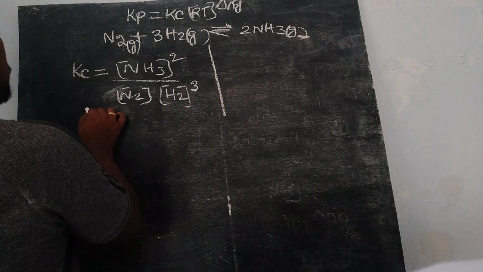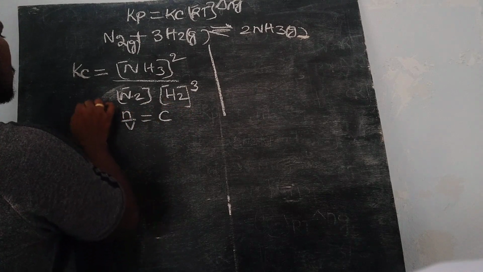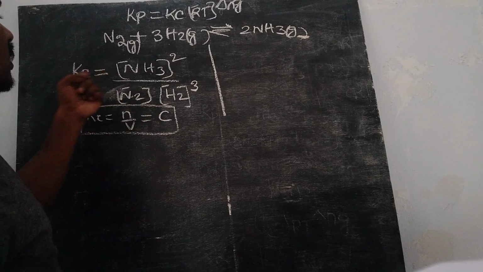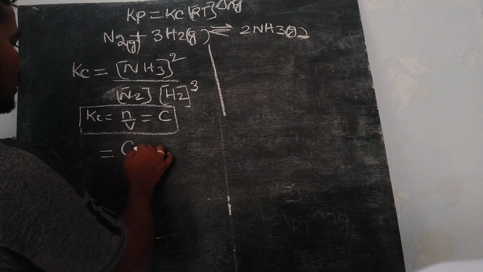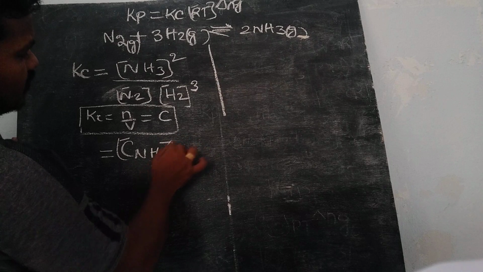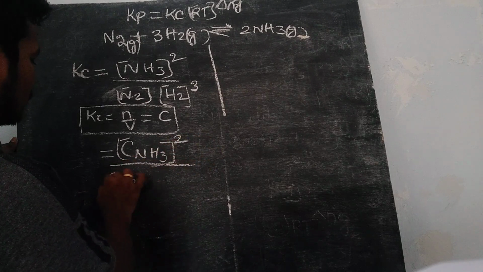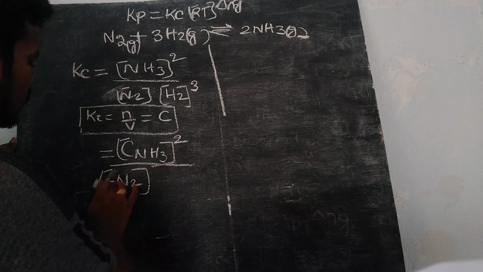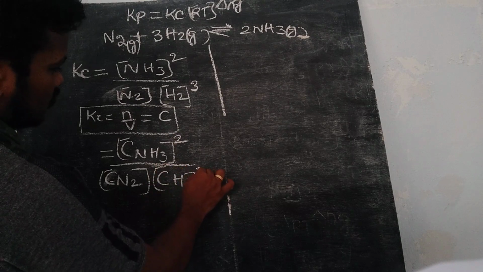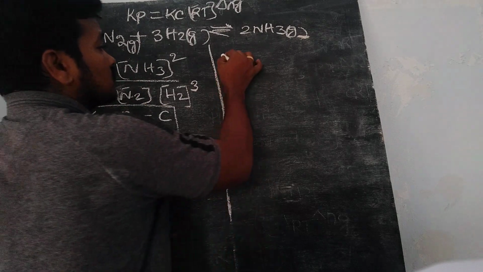I know that N by V can be taken as concentration, so I take capital C. Since we are expressing in concentration, Kc is the concentration of NH3 squared over the concentration of N2 times the concentration of H2 to the power 3. Now, for this expression, write the Kp.